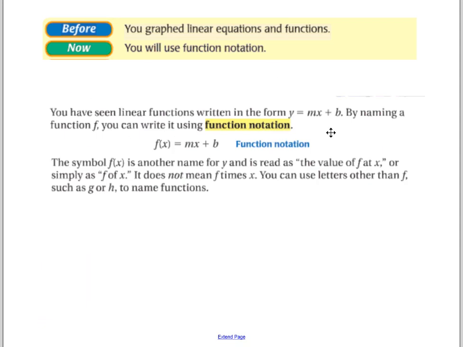You've seen function notation before in the form of y equals mx plus b. Function notation basically adds this f of x idea right here. f of x is just another name for y, and it is read as the value of f at x, or f of x. It does not mean f times x. You can use the letter f, g, or h to name the functions. So let's look at some examples with this.